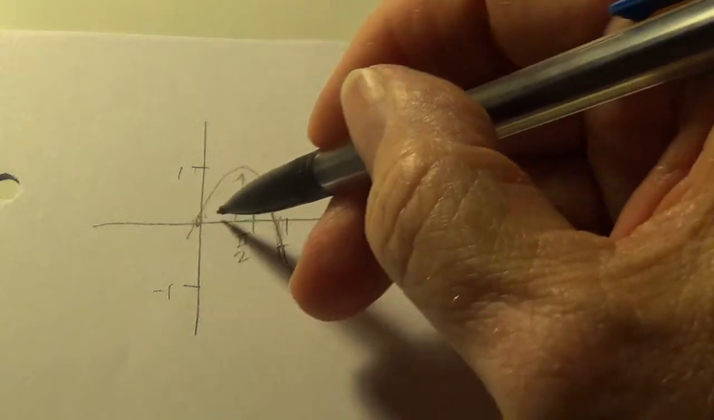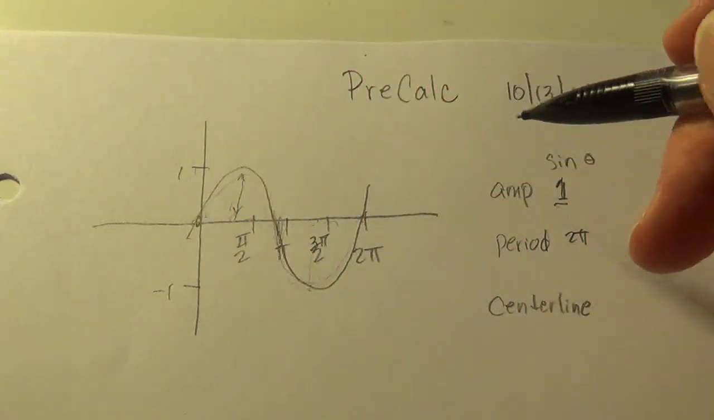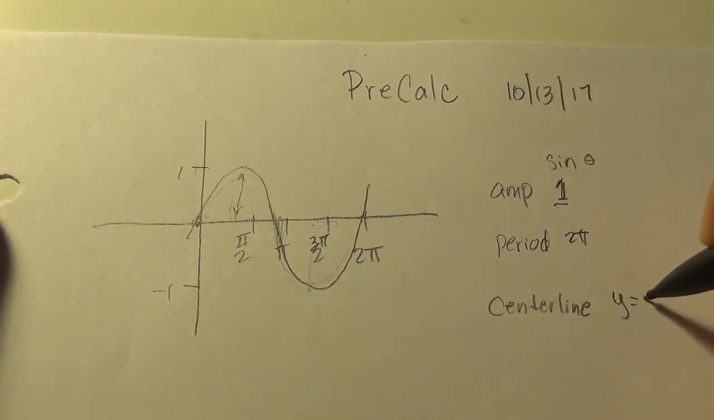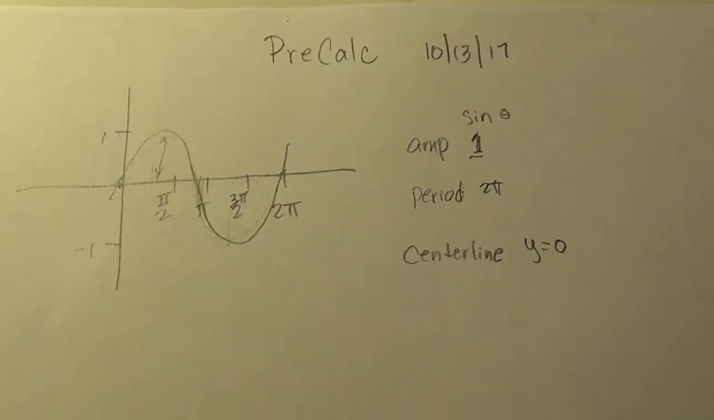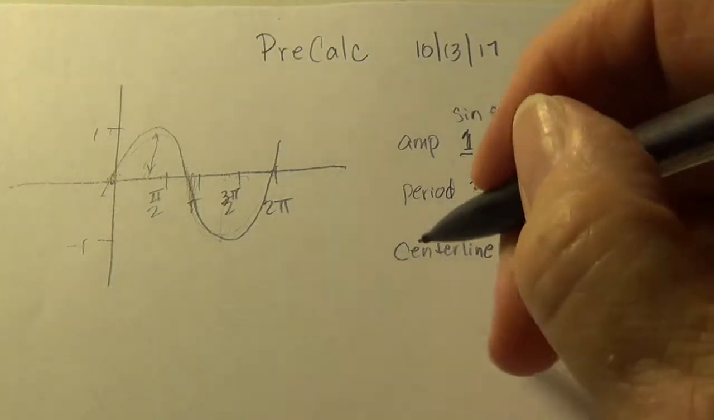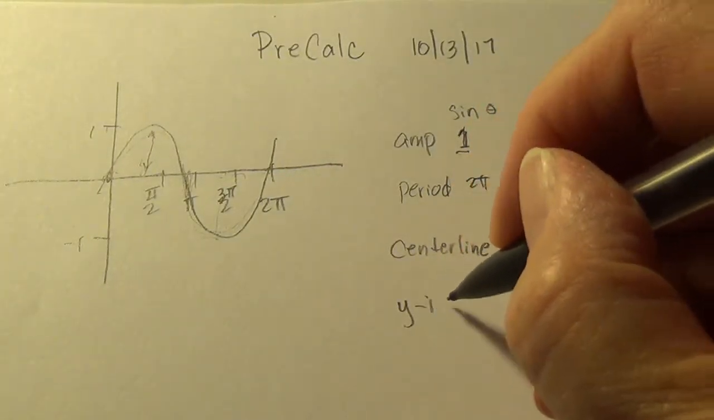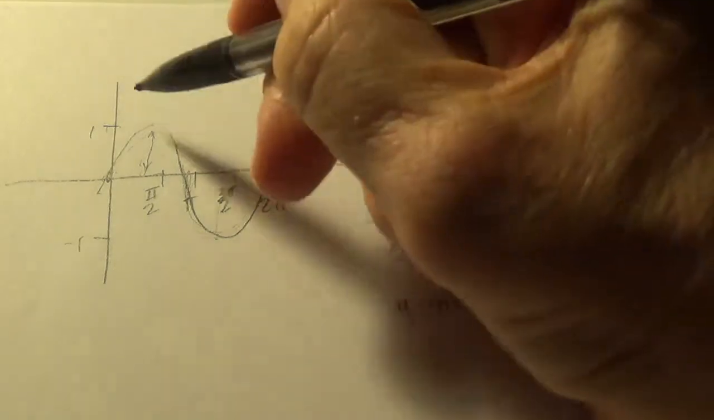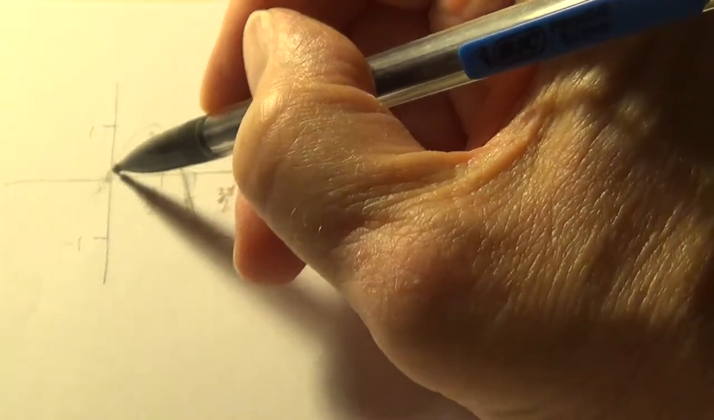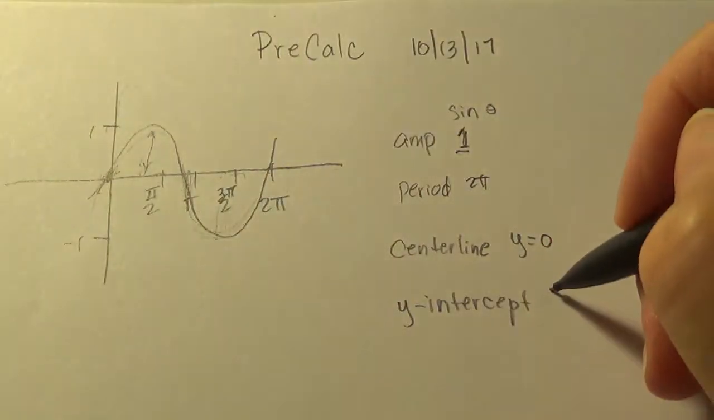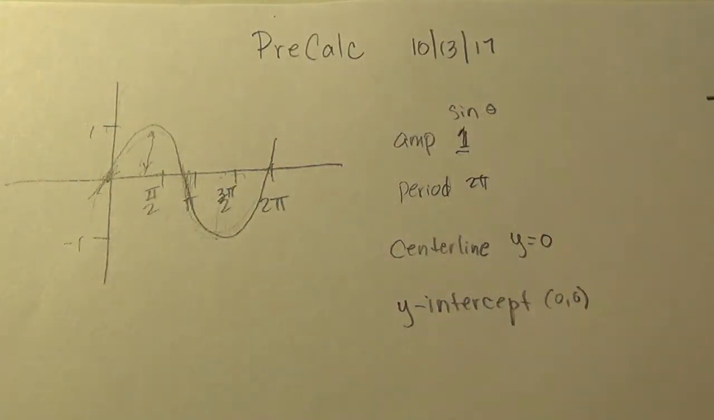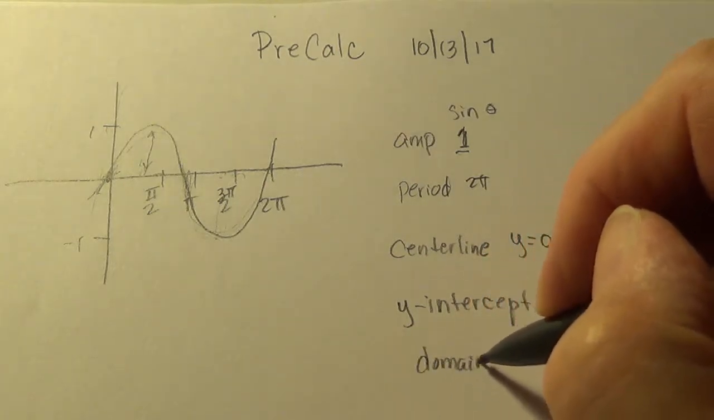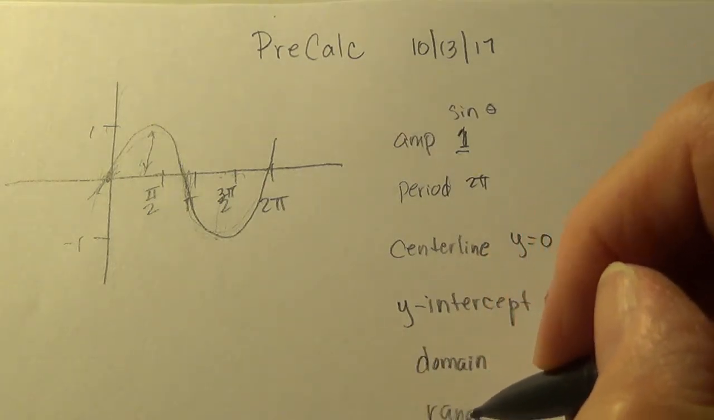The center line: what is the line that cuts the graph in half horizontally? That is the x-axis, y equals 0 is its name. What is the y-intercept? Where does it cut through the y-axis? Here's the y-axis. This graph cuts through right there at 0, 0, which is the y-intercept.